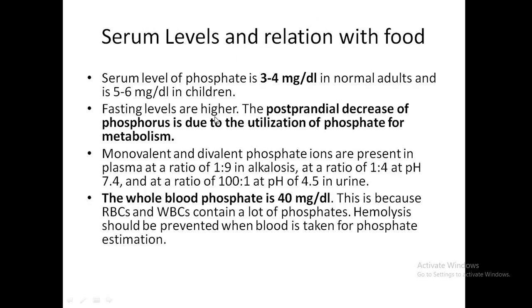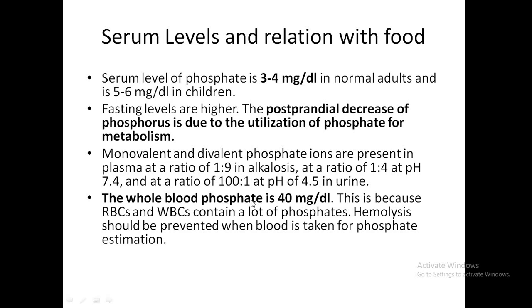Serum levels are around 3 to 4 milligram per deciliter in normal adults, and it is slightly more in children. Fasting levels are higher. The postprandial decrease is due to the utilization of phosphate for metabolism. And monovalent and divalent phosphate ions are present in the ratio of 1:9 in alkalosis in the plasma, and at a ratio of 1:4 when the pH is normal.